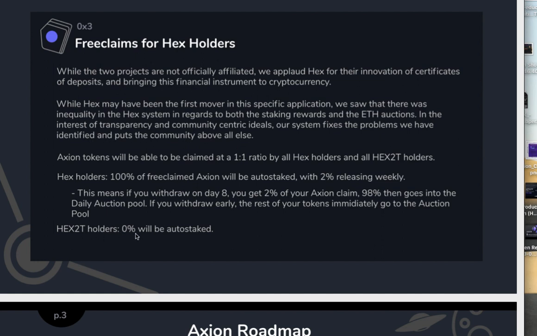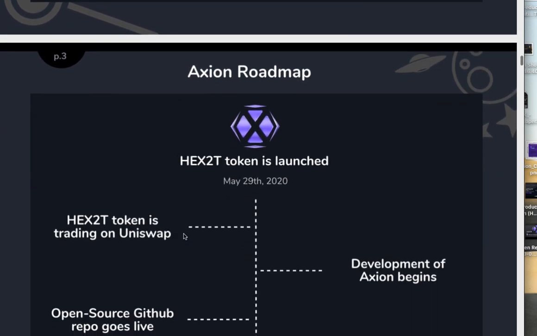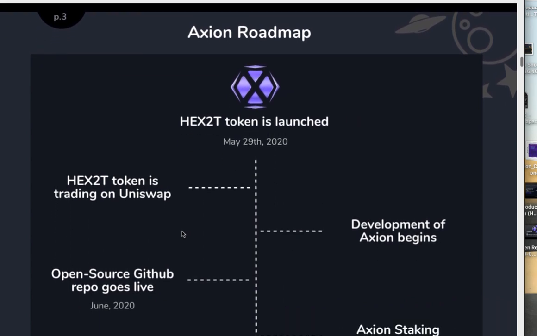X2T holders, there will be 0% auto staked. So if you buy that on Uniswap at the moment, you will get 0 auto stakes. It means that you have full flexibility to unstake. So that's pretty cool. The Axion roadmap, so the future ahead.